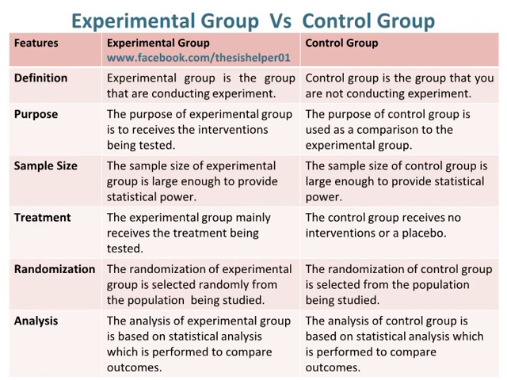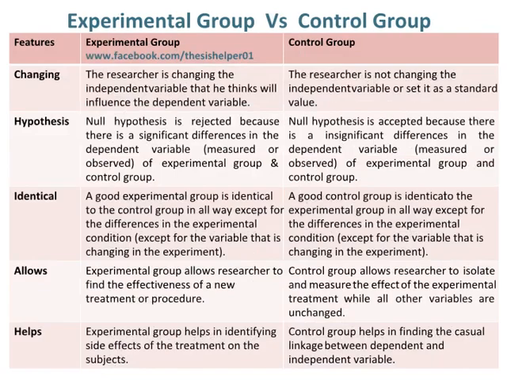The analysis of experimental group is based on statistical analysis which is performed to compare outcomes, whereas the analysis of control group is based on statistical analysis which is performed to compare outcomes. The researcher is changing the independent variable that he thinks will influence the dependent variable, whereas the researcher is not changing the independent variable or sets it as a standard value.